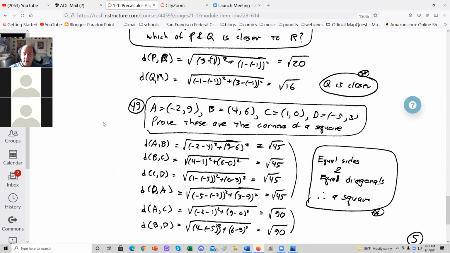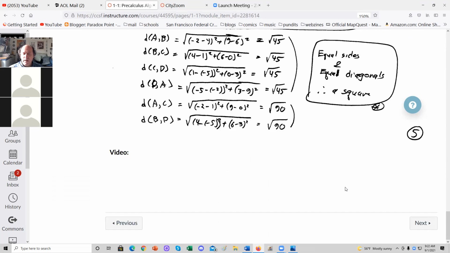So, distance from A to B, work it out, it's root 45. Distance from B to C, work it out, it's root 45. Distance from C to D is, again, root 45. Distance from D to A, work it out, it's root 45. Distance from A to C comes out to root 90. Distance from B to D comes out to root 90. So you have 4 equal sides and equal diagonals. Therefore, it's a square.